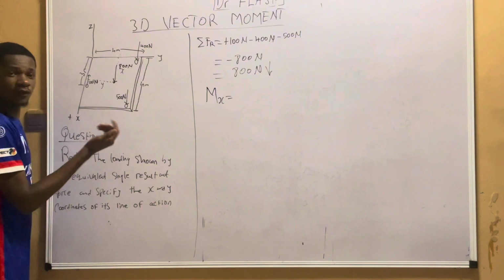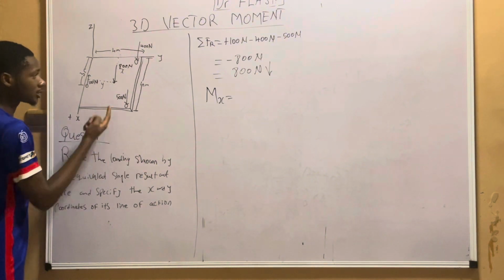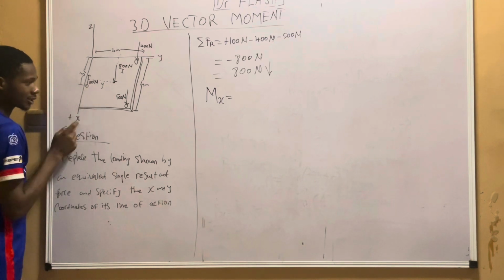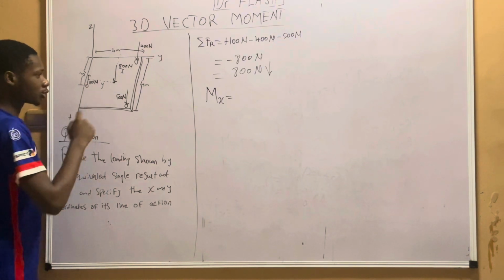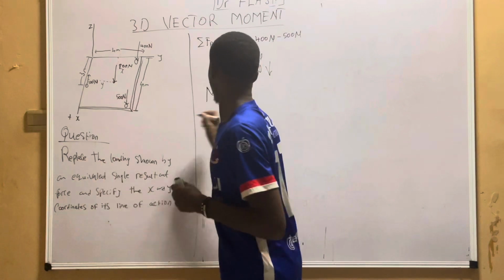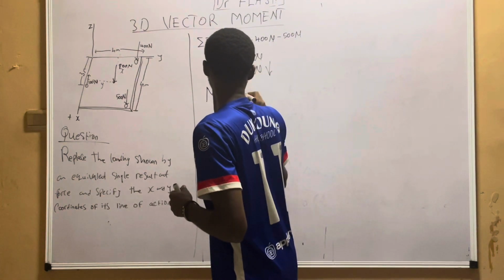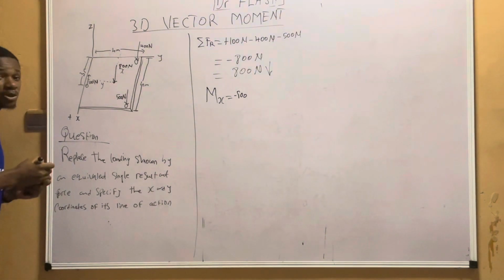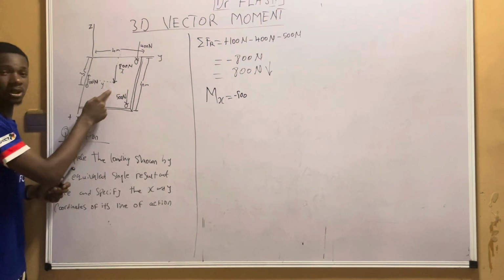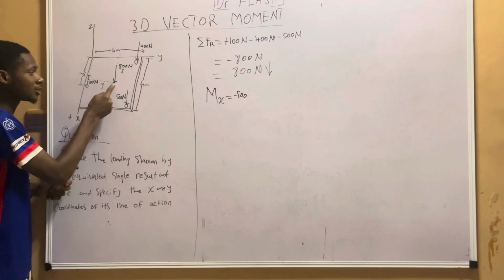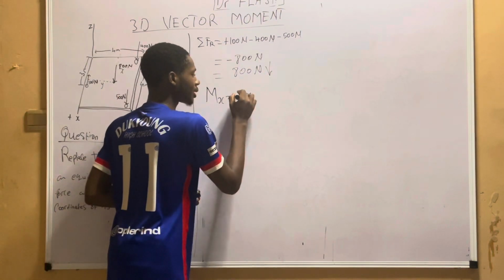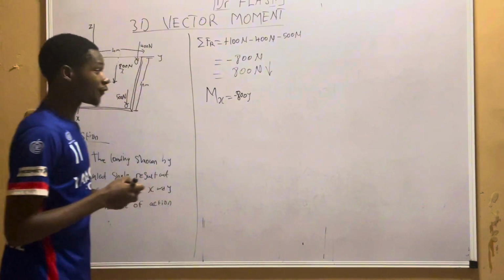Now, moment is force times perpendicular distance, so the force will be multiplied by the perpendicular distance from the axis I'm taking. In this case, I'm going to get minus 800. Why is it negative? Not just because it is going into the plane, but because I've used my right hand rule and noticed that I'm going to get a negative moment. So you have minus 800 times the distance from the 800 to the x-axis, which is y. So you have minus 800 times y. That's what we get first.